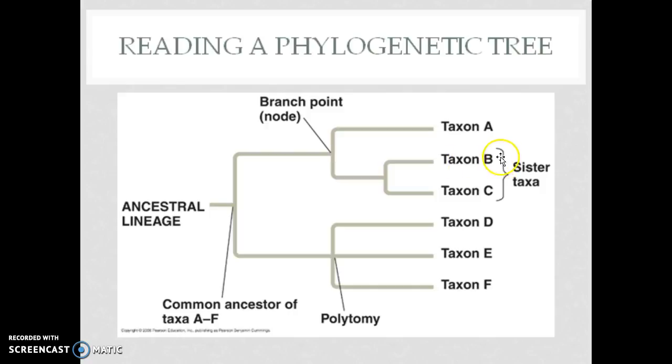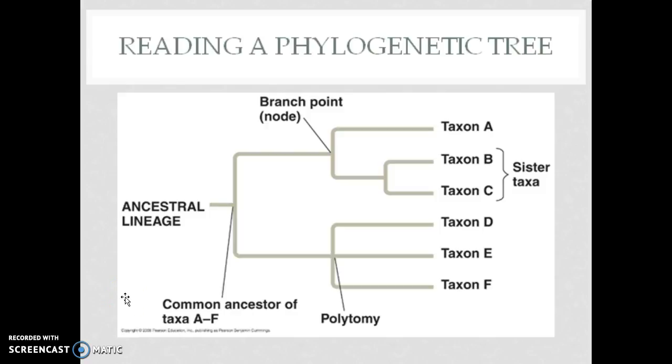Next, we have sister taxa, which are right here. We see B and C are sister taxa. These are groups of organisms that share an immediate common ancestor, and hence they are the closest relatives. So these are the closest known relatives to one another because they have a very recent common ancestor.